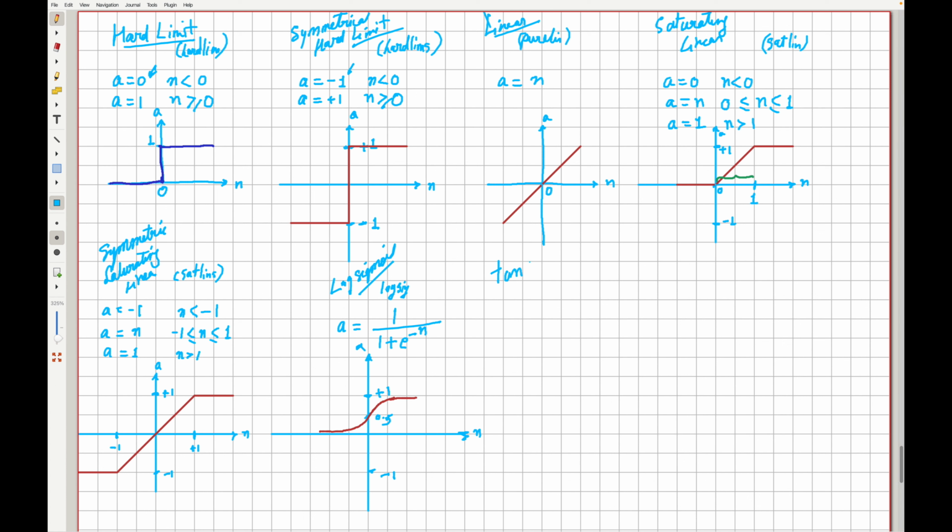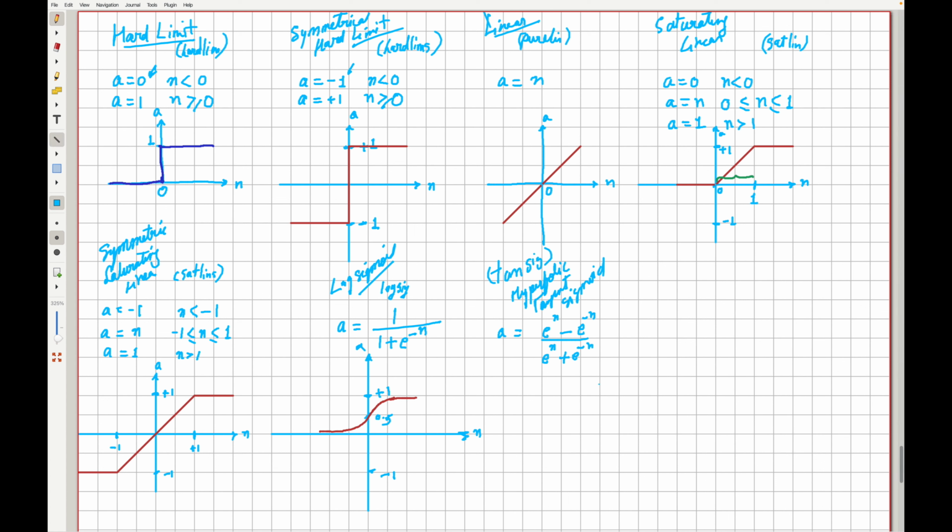Tansig, or the full name would be hyperbolic tangent sigmoid. So with the Tansig function, a is calculated as follows. We have e raised to power n minus e raised to power minus n, and then in the denominator we have e raised to power n plus e raised to power minus n.